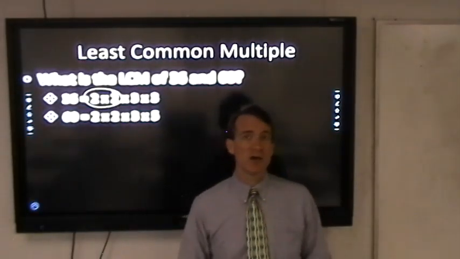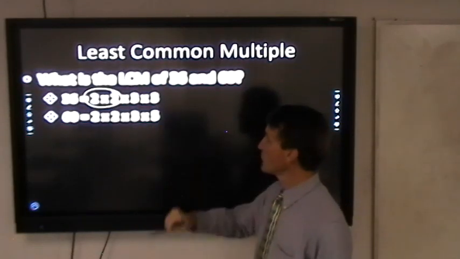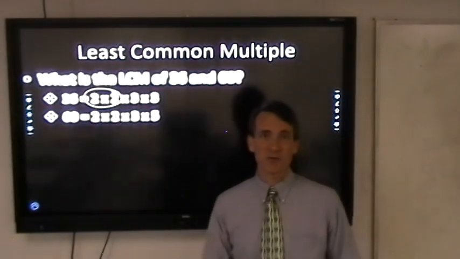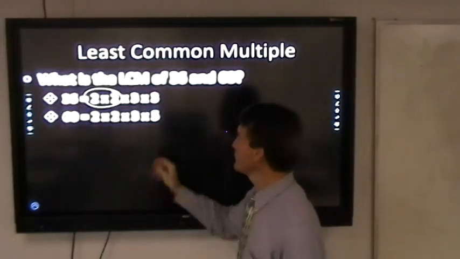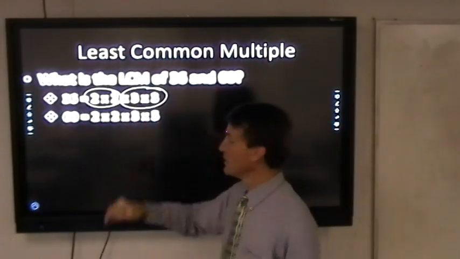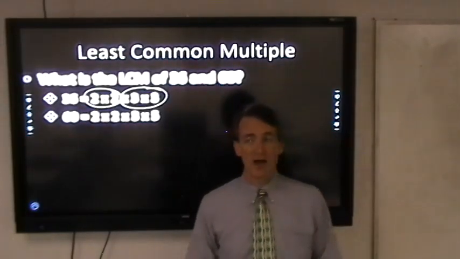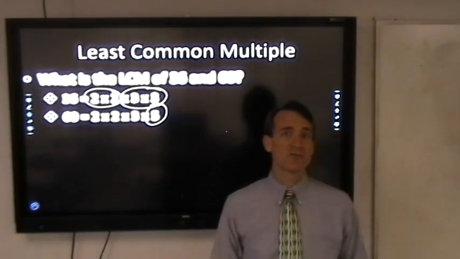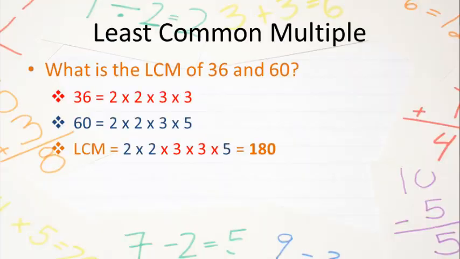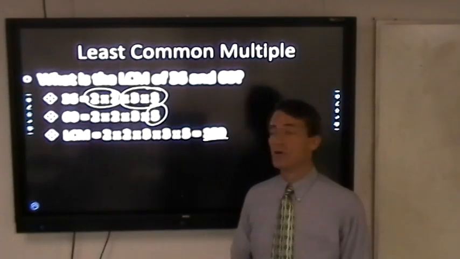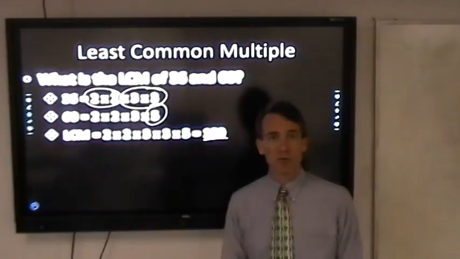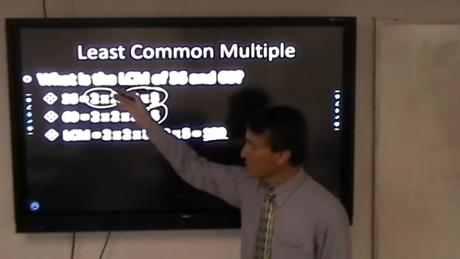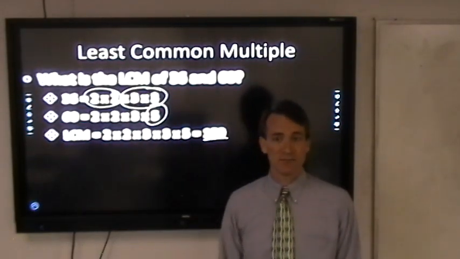Now I go on with my 3's. I can grab 2 3's from my top number or 1 3 from the bottom number. So I need to take the 2 3's from the top number. And then I go with the 5's. I can grab 0 5's or 1 5, so I'm going to grab the 5 from the 60. When I multiply all those numbers together, I end up getting 180 as my answer. So 180 is the least common multiple of 36 and 60.